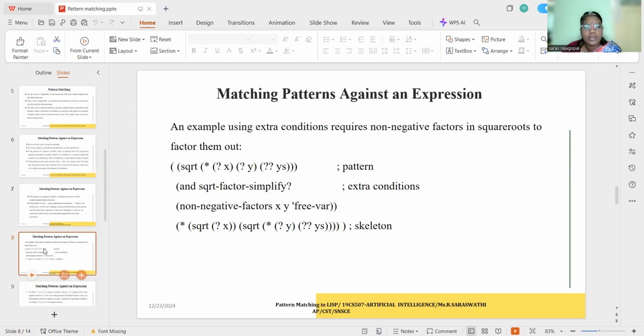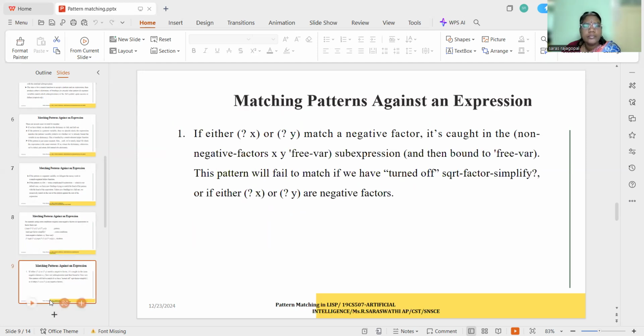Non-negative factors x and y are free variables, with square root of ?x and square root of ?y, and this is a pattern variable y. This is a skeleton. If either ?x or ?y match a negative factor, it is caught by the non-negative factor condition. This rule will fail to match if we have turned off square factor simplification, or if either square root of ?x or ?y are negative factors.